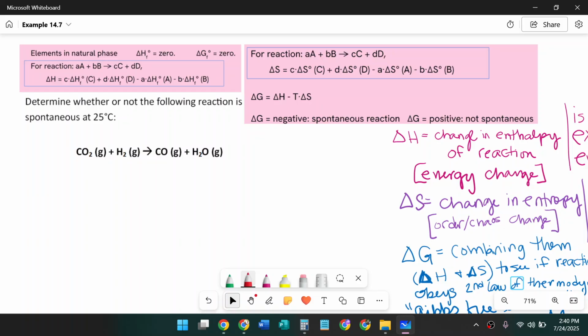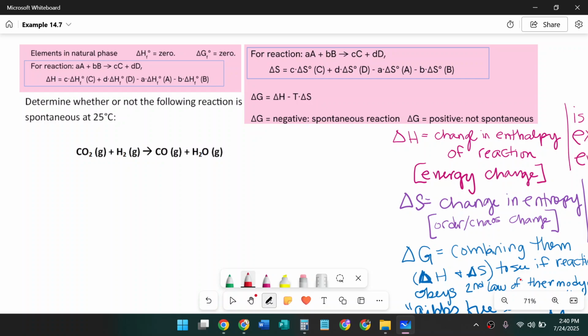All right, so determine whether or not the following reaction is spontaneous at 25 degrees Celsius. To do this, we are going to start by finding our change in H, then we're going to find our change in S, then we're going to put them together with our change in G, and that will tell us whether it's spontaneous or not. Because it's at 25 degrees Celsius, we are able to use the absolute charts, and they're in the back cover of your book, so you don't have to go flipping through the whole chapter.